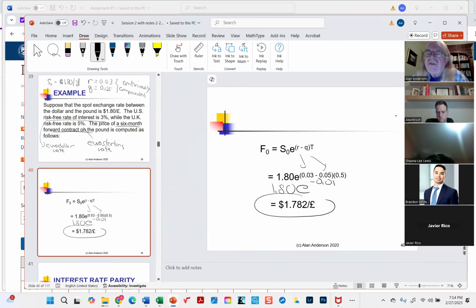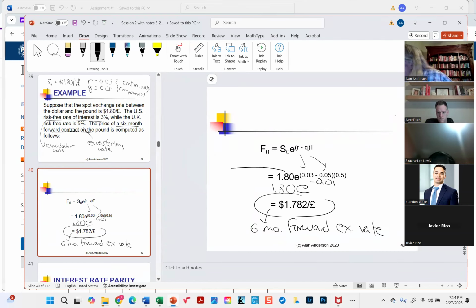Wow. So now this means that if I want to buy pounds now, I pay $1.80. If I want to buy them in 6 months, I'll pay 1.782. So this is the so-called 6-month forward exchange rate. This is the spot exchange rate. Now, by the way, if you notice, this forward price in this case is lower than the spot price. That's because UK rates are higher than in the US. If it was the other way around, then you'd have to pay more for pounds in the future.